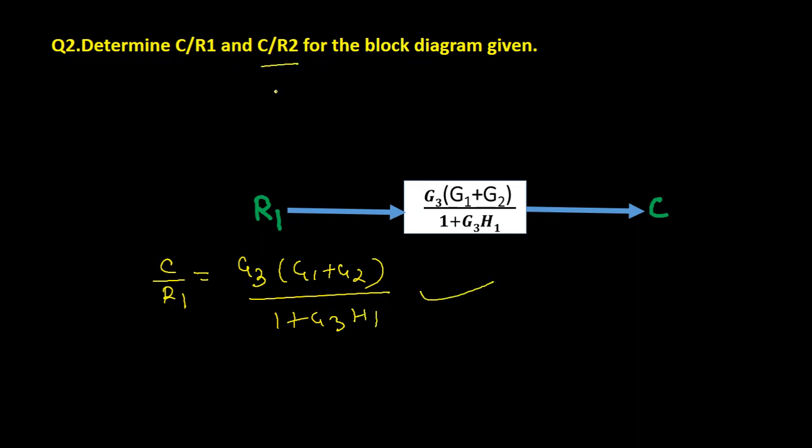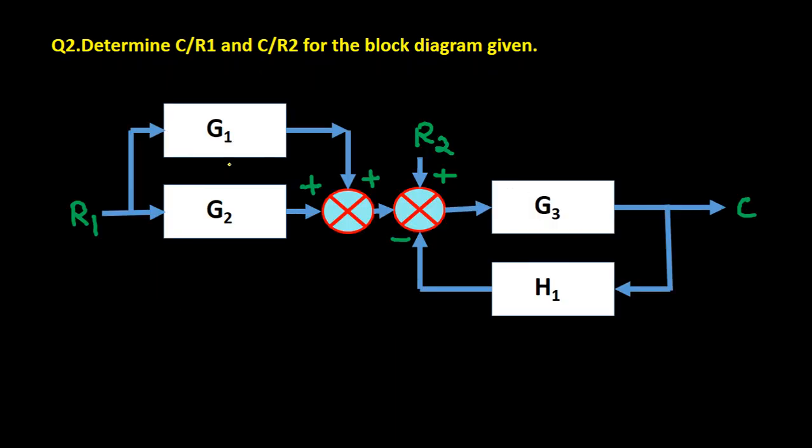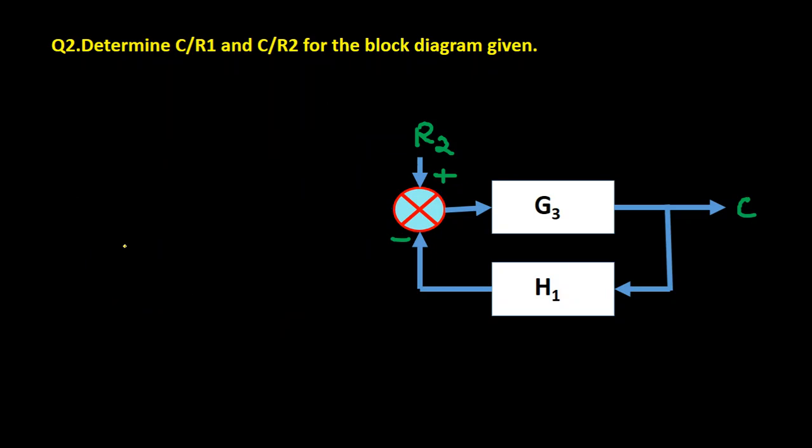Now we have to solve for C by R2. This is the block diagram which was given in the question. Now we have to put R1 is equal to 0. Now we assume R1 is equal to 0. So when we put R1 is equal to 0 in this block diagram, there is no use for these G1 and G2 blocks here. So these blocks are also eliminated along with this R1. So the block diagram will look like this now after eliminating the blocks and R1. This is our block diagram with R2 as input.